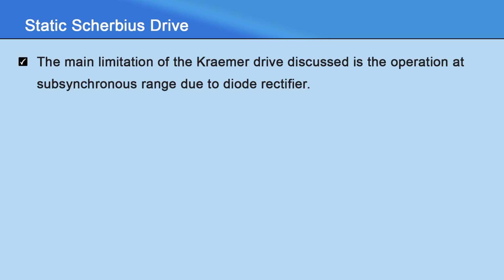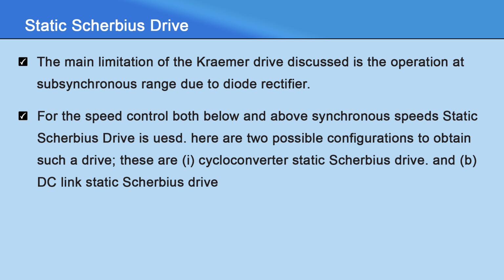Next topic is the static Scherbius drive. The main limitation of the Kramer drive discussed earlier is the operation in the subsynchronous range, which is less than synchronous speed, due to the diode rectifier. For speed control both below and above synchronous speed, the static Scherbius drive is used. Here, there are two possible configurations to obtain such a drive. These are the cycloconverter static Scherbius drive and the DC link static Scherbius drive.